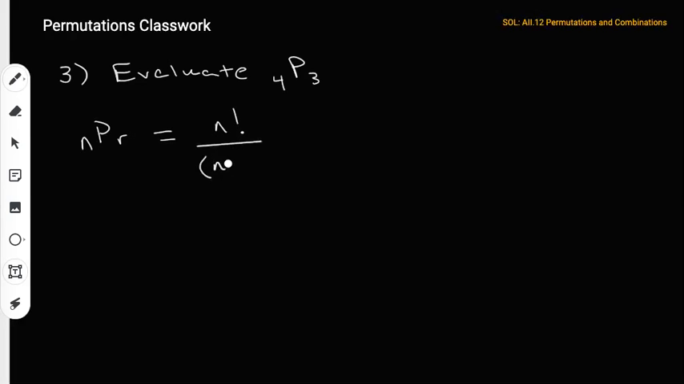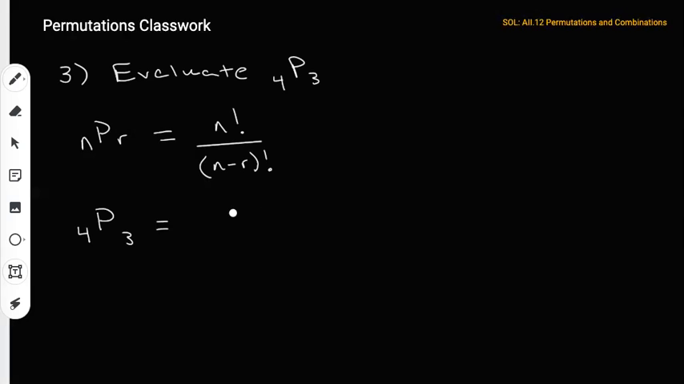Okay. Number 3 says evaluate the expression 4P3. And to do this, I'm going to use the formula N permutation R is equal to N factorial on top divided by N minus R factorial at the bottom. So if I let N be 4, that's going to be my total number of objects. And I allow R to be 3. That's my choosing number, how many from those 4 that I'm choosing.